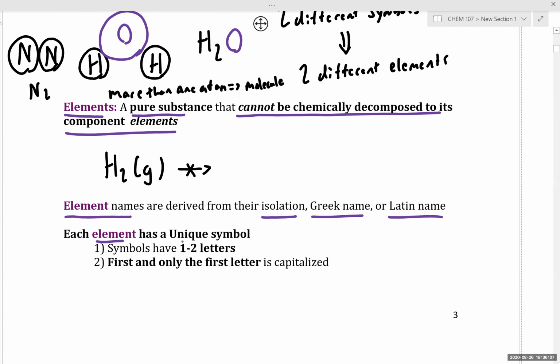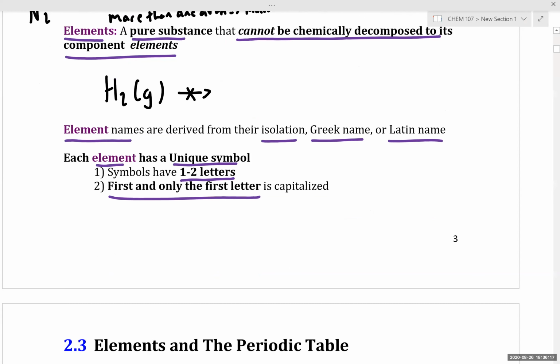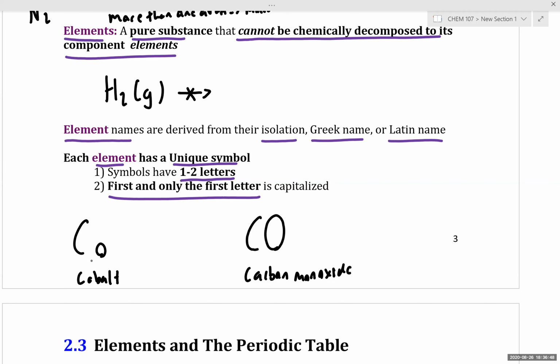So each element has a unique symbol. The symbol has 1 to 2 letters, and only the first letter is capitalized. So for example, Co represents cobalt. It's really important that you only capitalize the first letter. Capital C, capital O does not represent cobalt. In fact, it represents a compound known as carbon monoxide. So make sure you're only capitalizing the first letter for each element symbol. Each unique element has a unique symbol containing 1 to 2 letters.